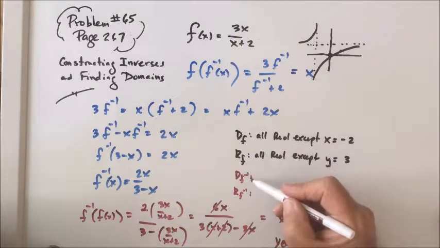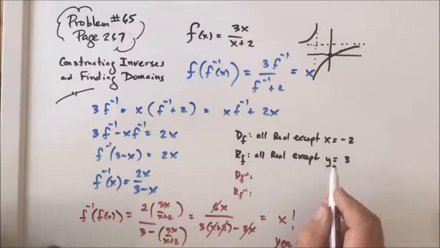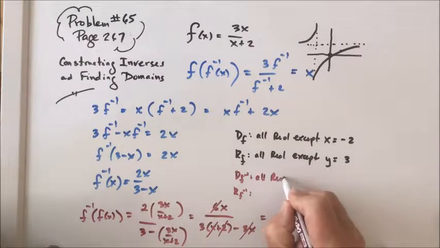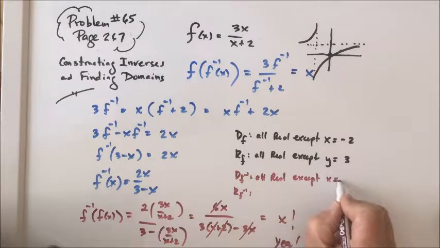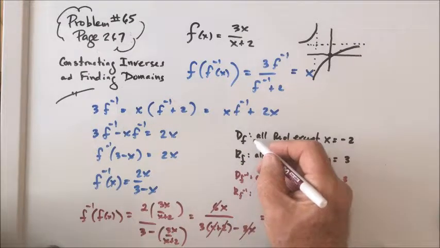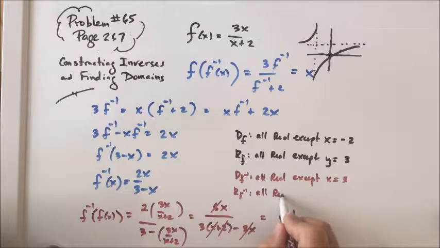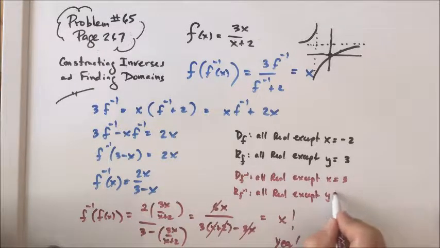In particular, the domain of f to the minus 1 is equivalent to the range of f. So this is all reals except y equals 3, and the range of f to the minus 1 is essentially the domain of f. So this is all reals except y equals minus 2.